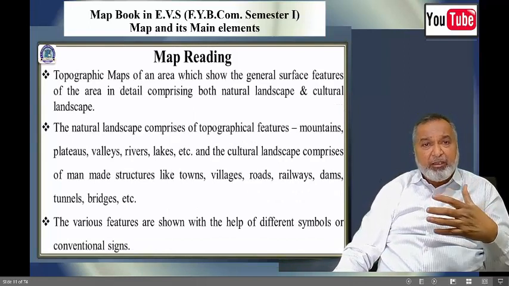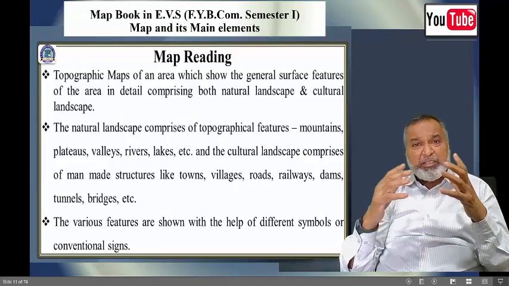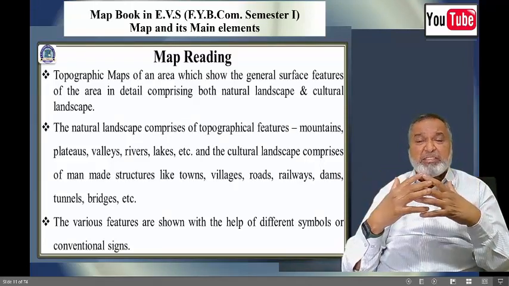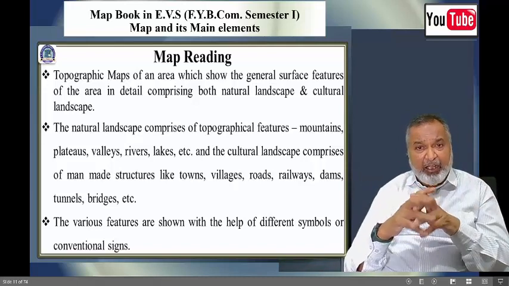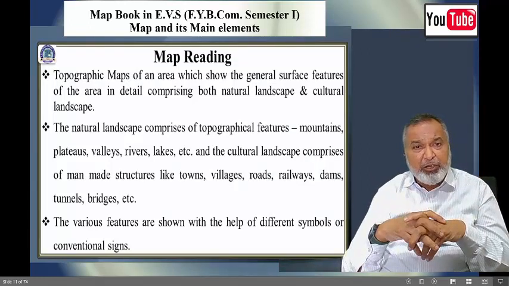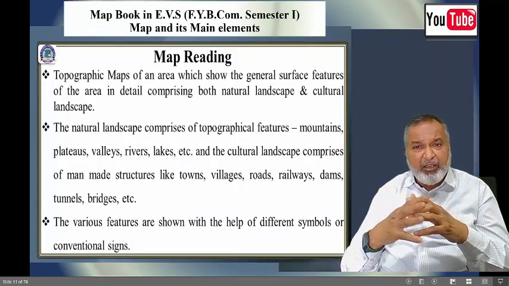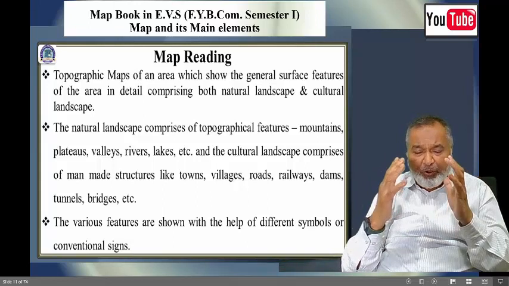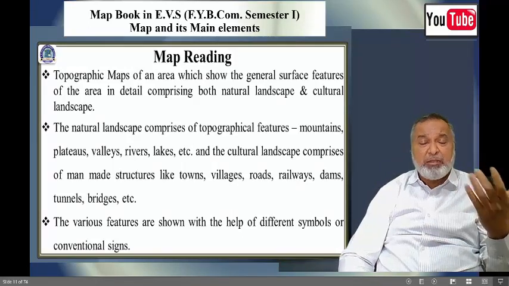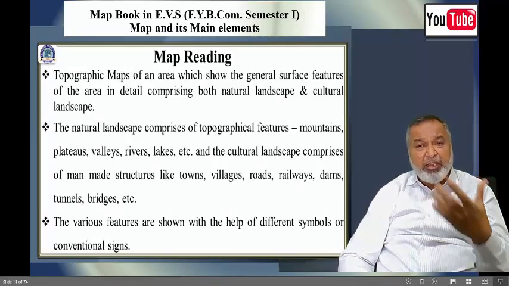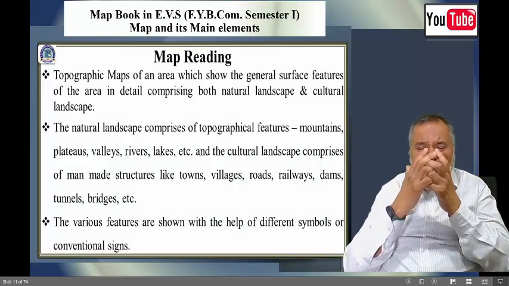Similarly, we have different types of maps. Then in that we'll see the topographical map. This is the map which shows you the surface of the area, whatever landforms are available on the surface of the earth, and the culture that will be shown in that landscape. So mountains, plateaus, valleys, rivers, lakes, everything will be shown. Not only this, in addition there is the cultural landscape which has been made by man, like towns, villages, roads, railways, dams, tunnels, bridges, and so many things will be there.